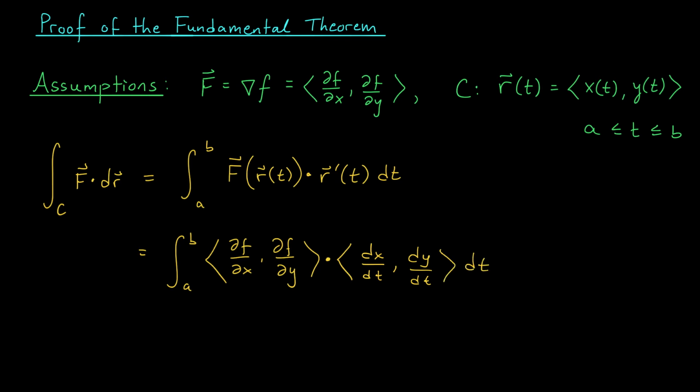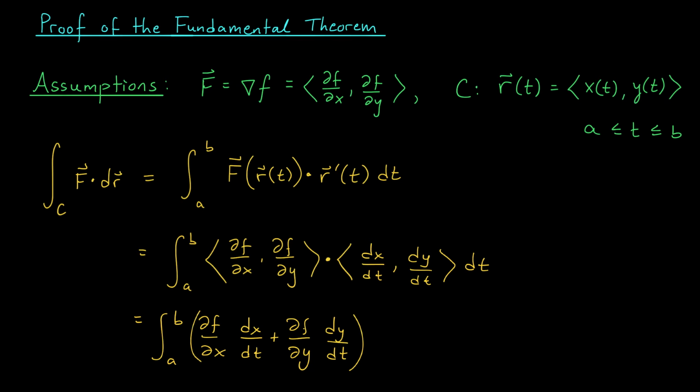Okay, we could expand the dot product. That would give us the integral from a to b of partial f by partial x dx by dt plus partial f by partial y dy by dt. Now, does this big, ugly expression remind you of anything? Hopefully it does. This is exactly the expression that appears in the chain rule for paths. This is the expression that you would get from the tree diagram with f at the top, x and y in the middle, and t at the bottom. So we can recombine this whole thing into just df by dt. This gives us the integral from a to b of df by dt dt.